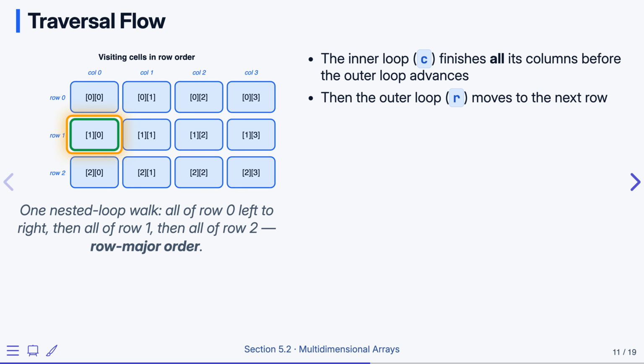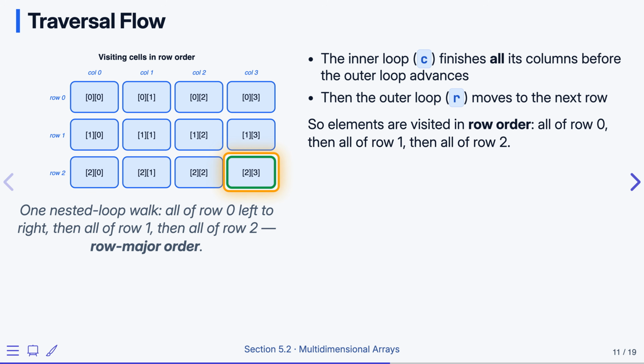The outer loop moves to row 1, column 0, grid[1][0]. Column 1, grid[1][1]. Column 2, grid[1][2]. Column 3, grid[1][3], row 1 is done. The outer loop moves to row 2, column 0, grid[2][0]. Column 1, grid[2][1]. Column 2, grid[2][2]. Column 3, grid[2][3]. Every cell has been visited in row order.